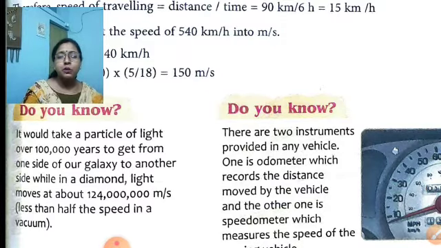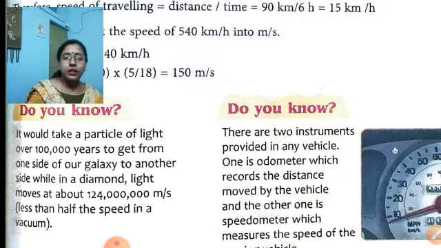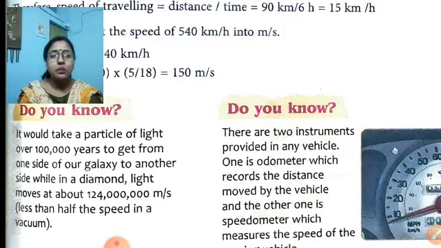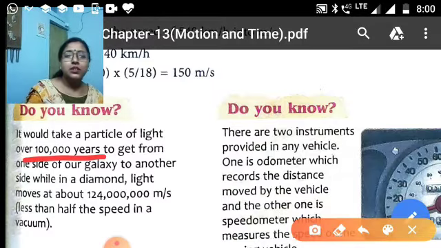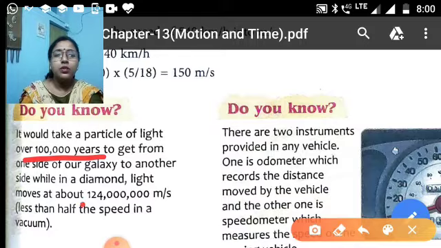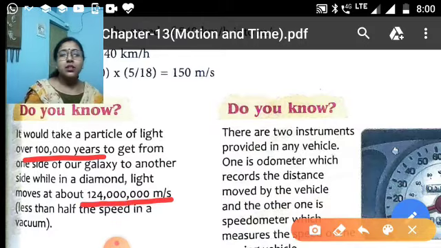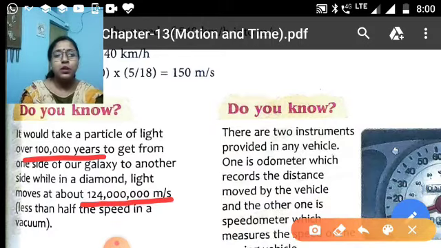Whereas the speed of light in a diamond is 1.24 into 10 to the power 8 meter per second, so less than half the speed in vacuum. So underline this line and just remember it. 1 lakh years, and here the unit of the speed.